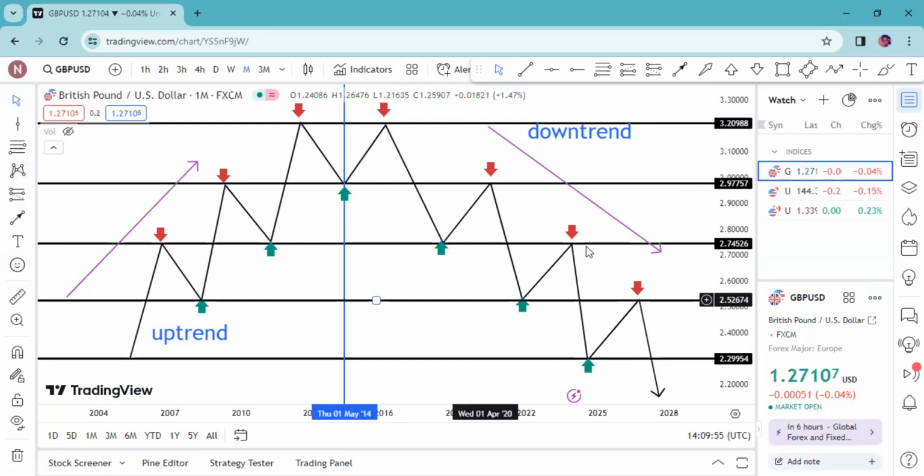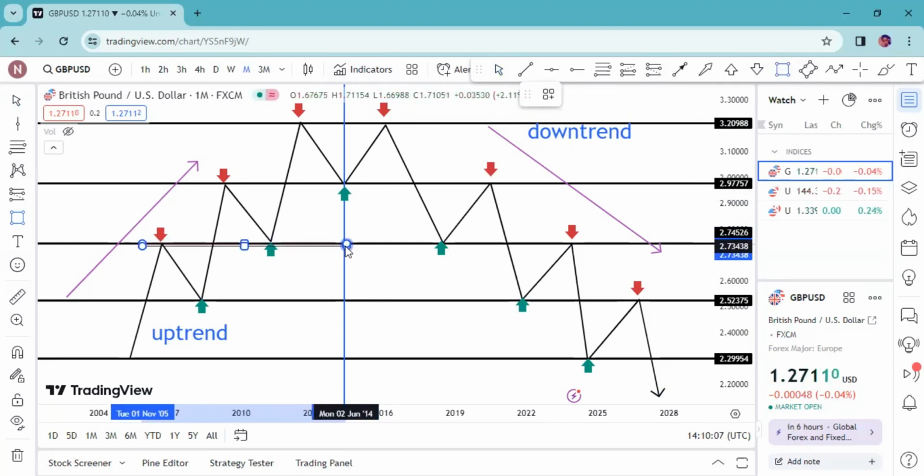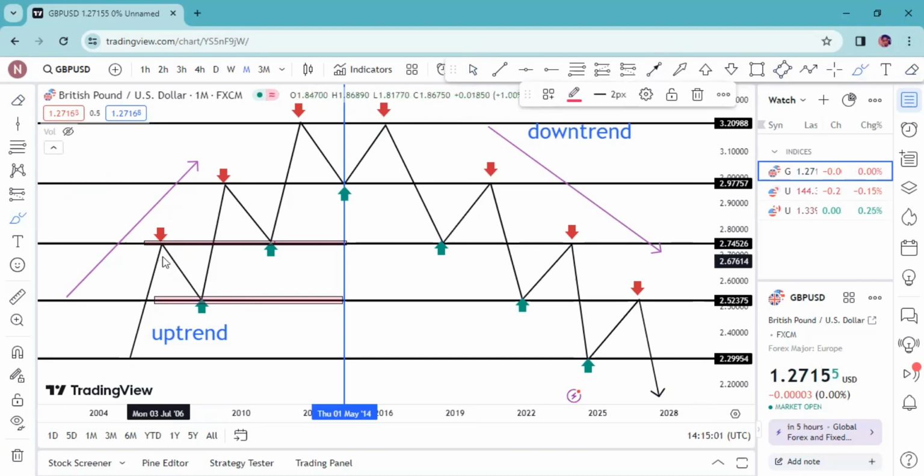So in this level, as an example, I want us to use only this level. The real market moves higher high, higher low, higher high, higher low, something like this. Zigzag.